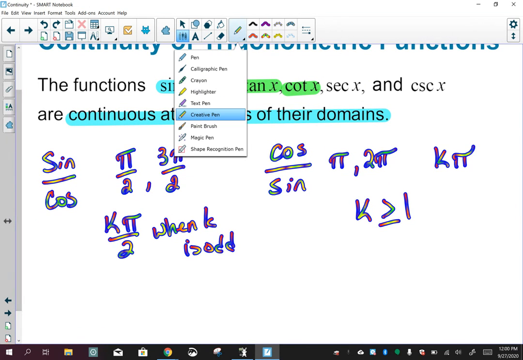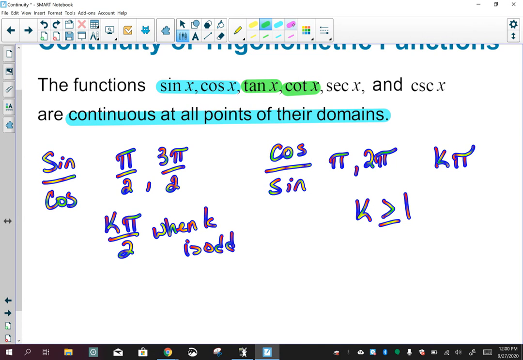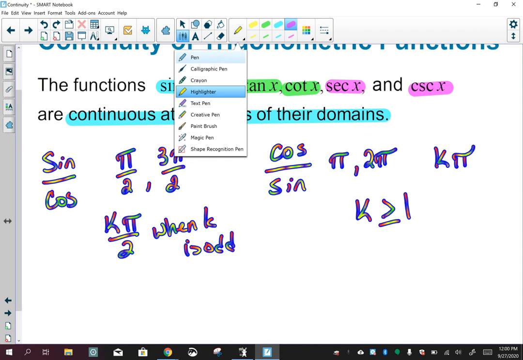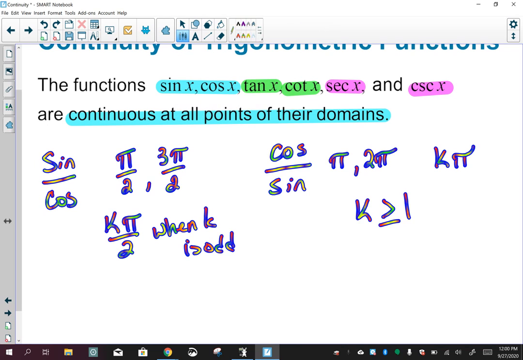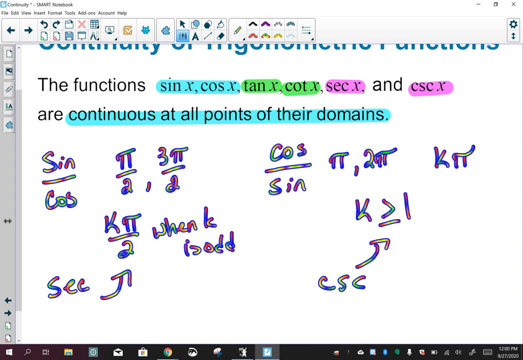When I'm looking at secant and cosecant, you have to remember that secant is 1 over cosine. So this is also going to hold true for secant. And then cosecant is the same thing as 1 over sine. So this is also going to hold true for cosecant.